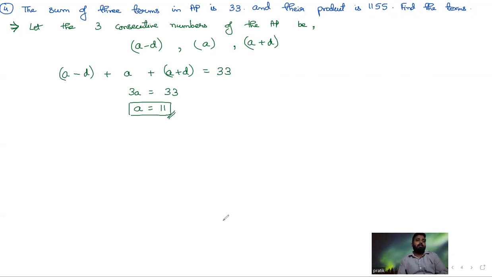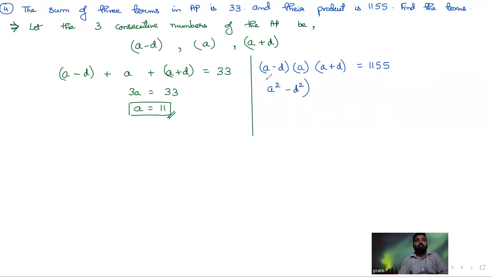So this is the major purpose of us using consecutive numbers. If you remember, in the initial classes we did that. Also, they mentioned that the product of these numbers is nothing but 1155. So that is A minus D into A into A plus D, that is equal to 1155. So you know the value of A. So before that, if you see A minus D and A plus D, you can definitely think of the A square minus B square format. So that is nothing but A square minus D square, because we need to find out the value of D here.